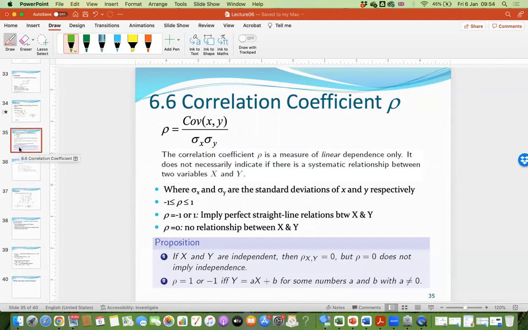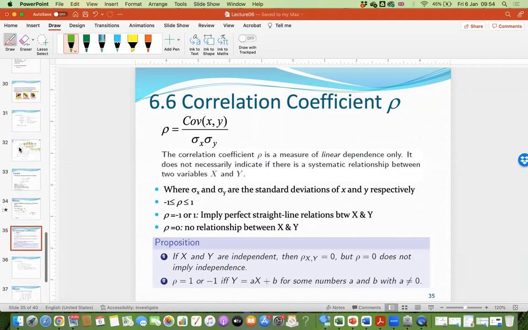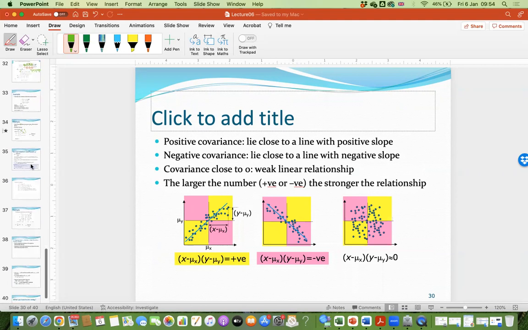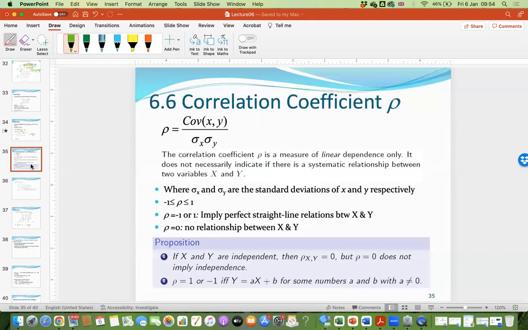What we learned just now about covariance is to check whether the slope of your equation is positive or negative. There's another way to check whether they are linear. It's called the correlation coefficient. The equation is the covariance over the standard deviation of x and y.